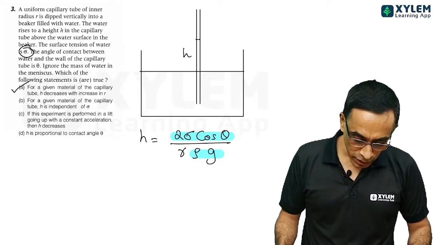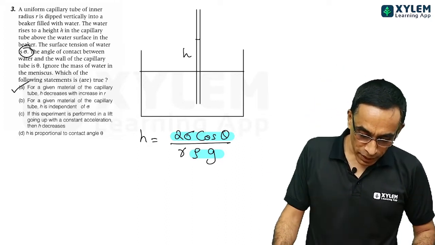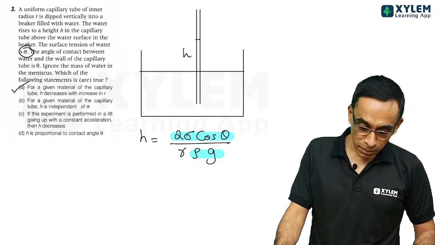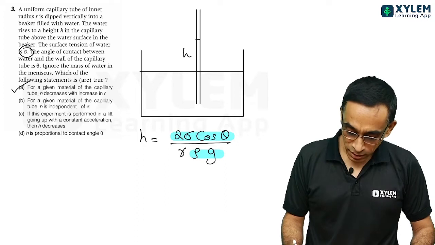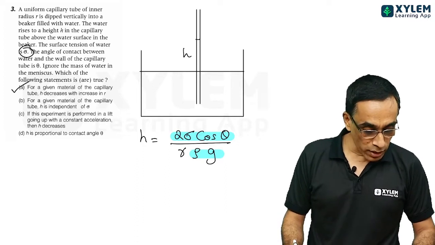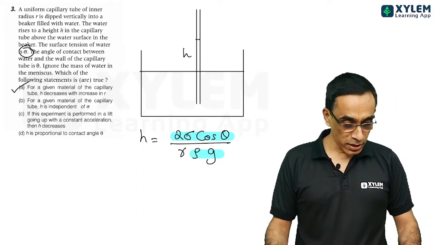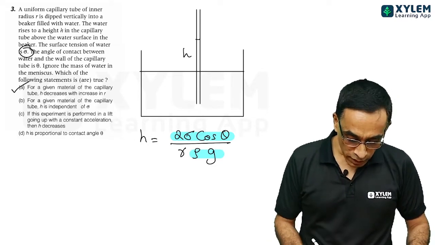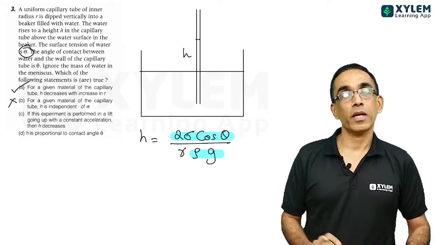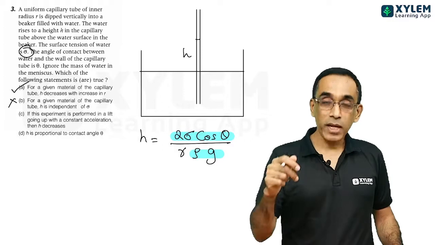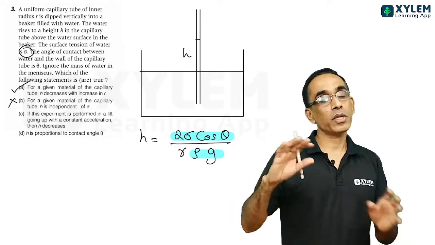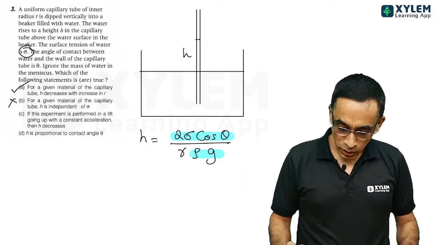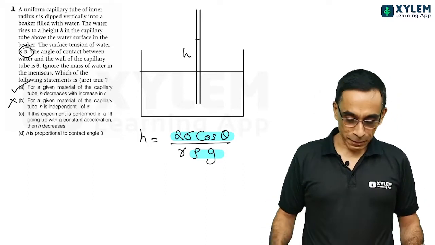Okay. Second one, for a given material of the capillary tube, H is independent of sigma. No. See, given material means theta is constant, but of course H will depend on surface tension. Clear? So naturally, this option is not correct. Surface tension, like we know, if you take mercury, it will have a capillary fall, water has capillary rise, it all depends on the surface tension.